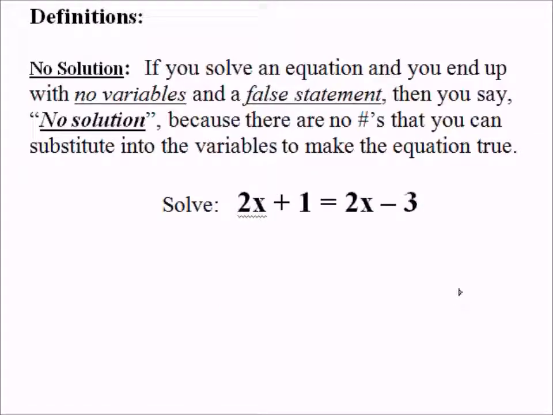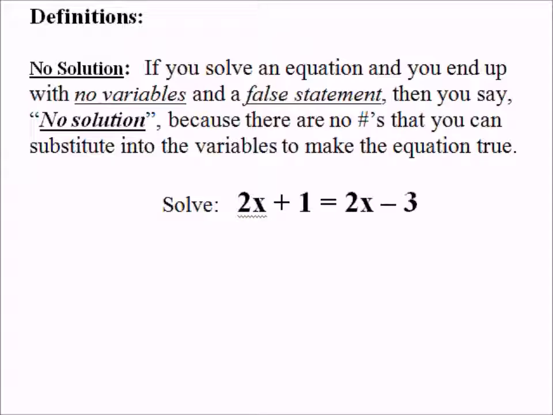Alright, we get a couple definitions to talk about in this section. First one is no solution. If you solve an equation and you end up with no variables and a false statement, then you say no solution, because there are no numbers that you can substitute into the variables to make the equation true.